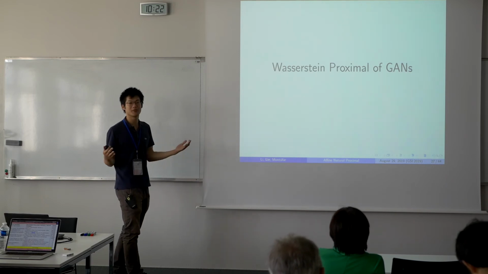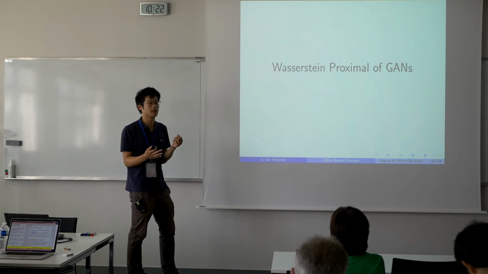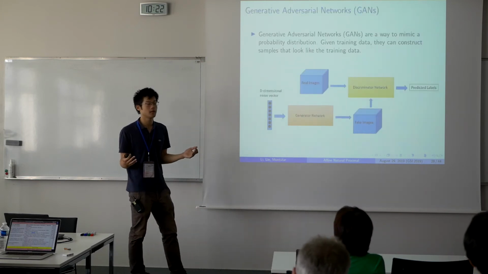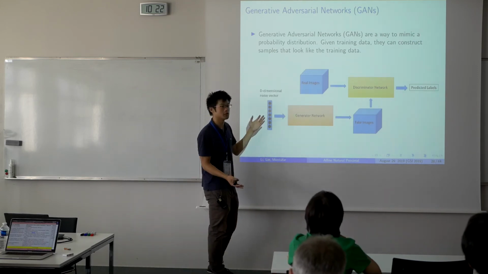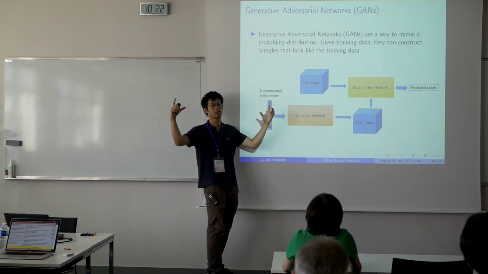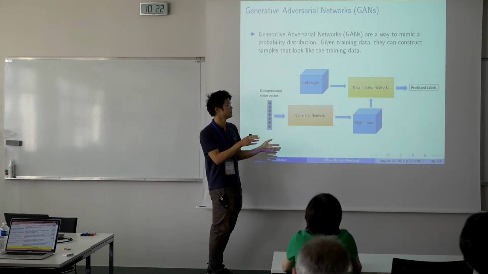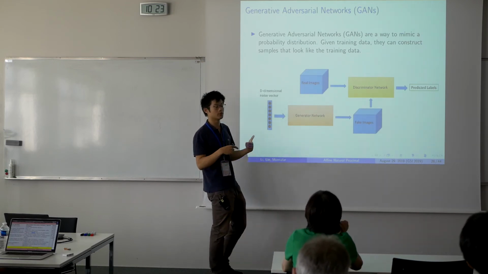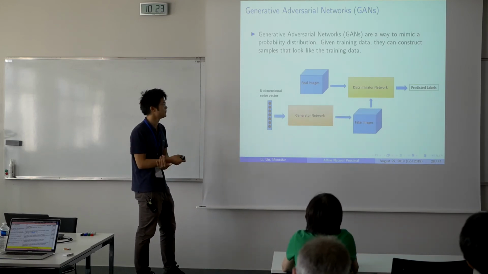Okay, Wasserstein proximal of GANs. We also applied some of these ideas to GANs. So what is a GAN? A GAN is a generative adversarial network. Basically, you have something called a generator and a discriminator. The discriminator measures the distance between your generated samples and real samples. And at the end of the day, what you want is the generator, because you want to generate samples that look indistinguishable from your real examples.